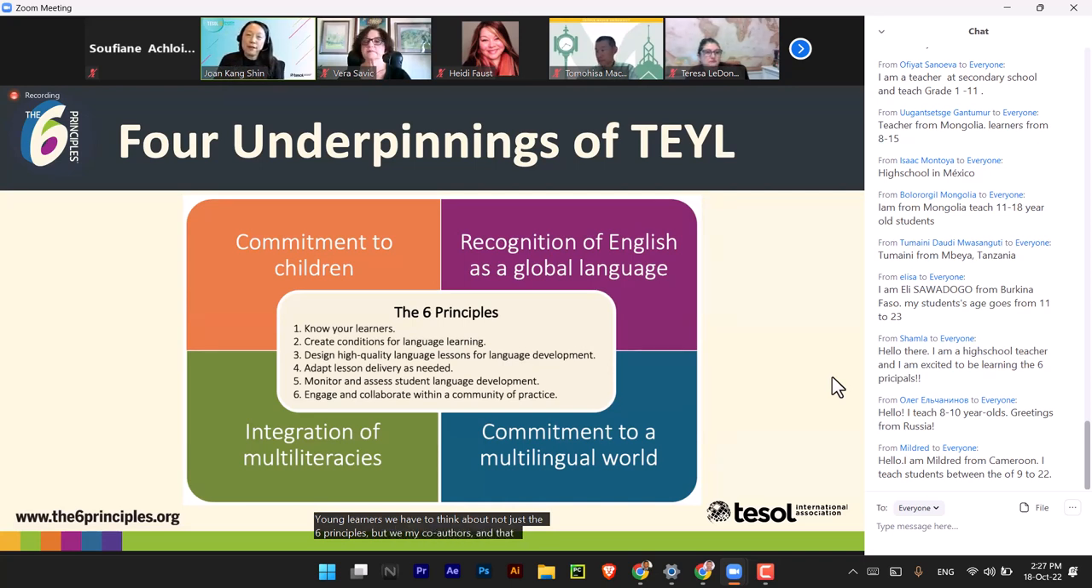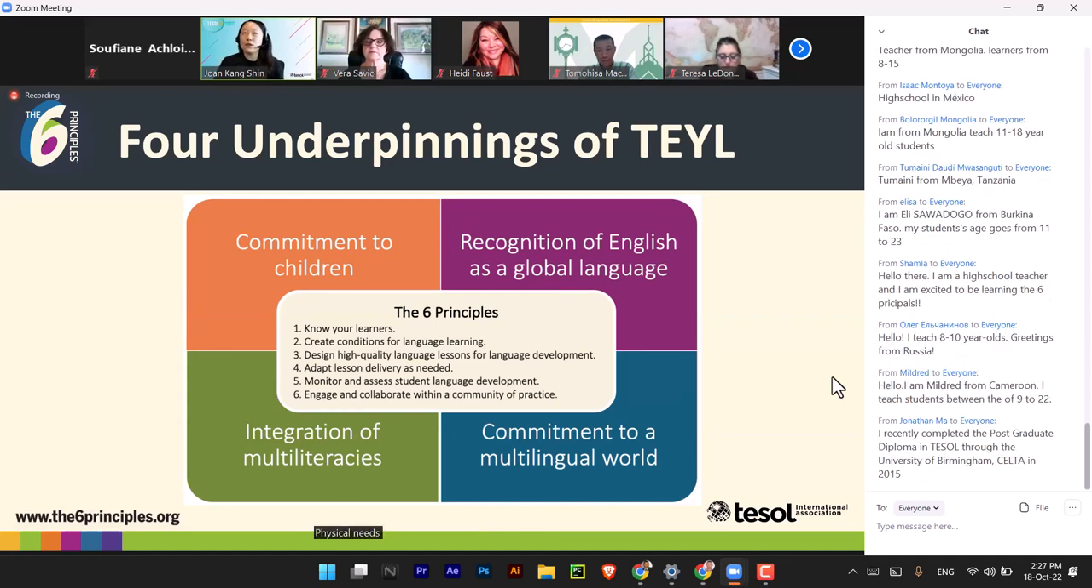Now, for teaching young learners, we have to think about not just these six principles, but we, my co-authors and I, Vera Savage and Tomohisa Machida, believe that there are certain underpinnings for teaching English to young learners that these six principles are embedded within. And so the four underpinnings that we want us to think about throughout this presentation is that first, we have to have a commitment to children, to look at the whole child, to make sure that we're addressing children's needs, physical needs, emotional needs, cognitive needs, and understand who they are at their different age and at their different levels.